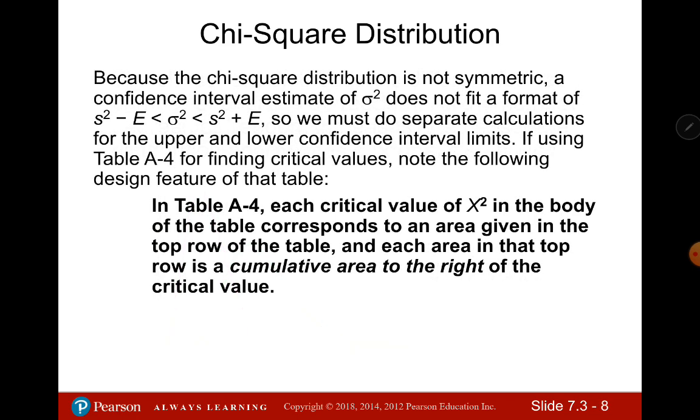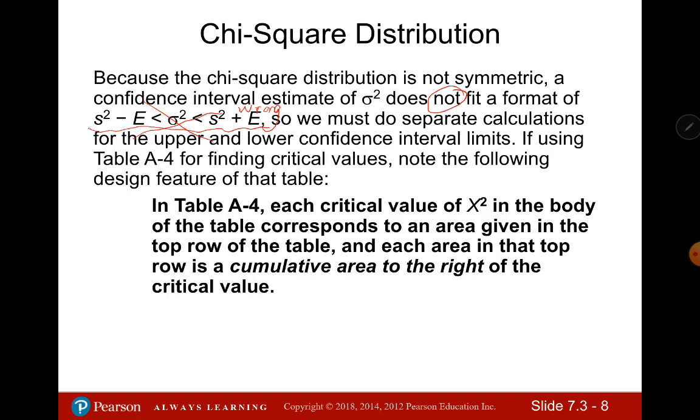If you have your textbook with you, Table A4 is the chi-square table. We will say here, this is not the correct one. It does not follow this format. This is the wrong format. This format is just for the confidence interval for the proportion and mu, but not for the standard deviation or variance. Make sure you don't use that format.